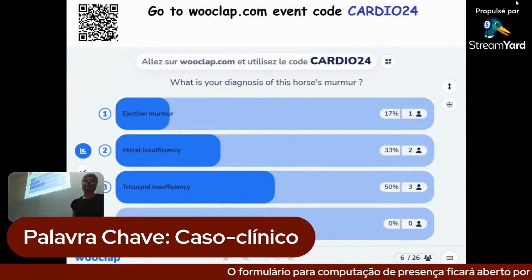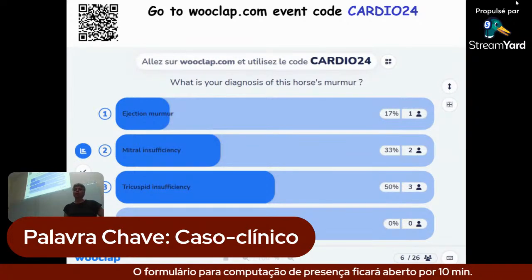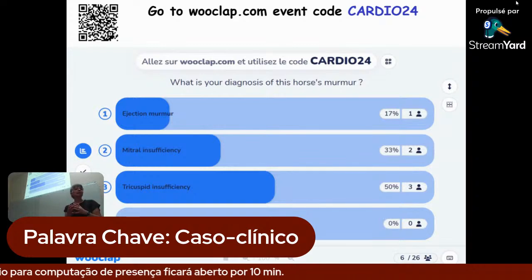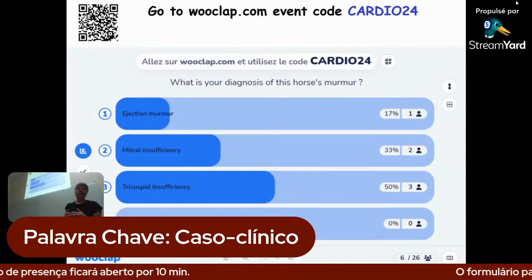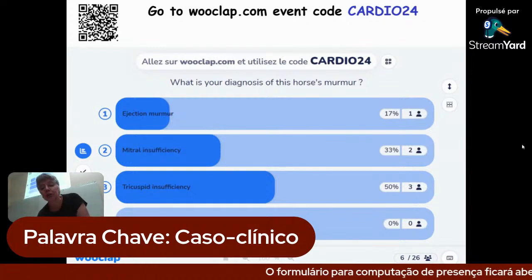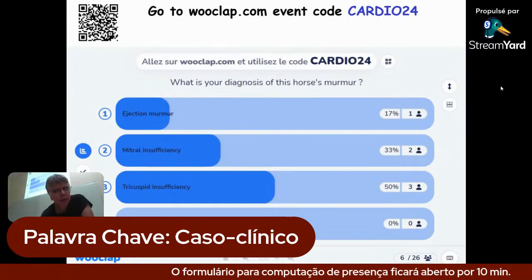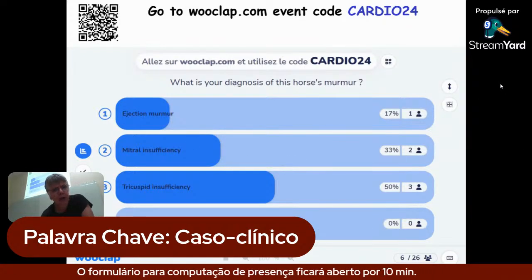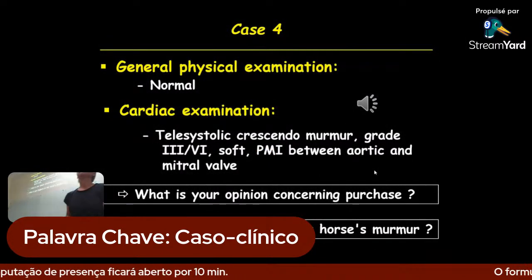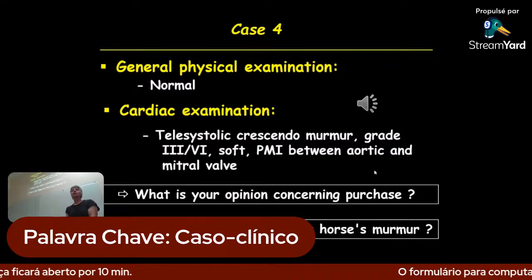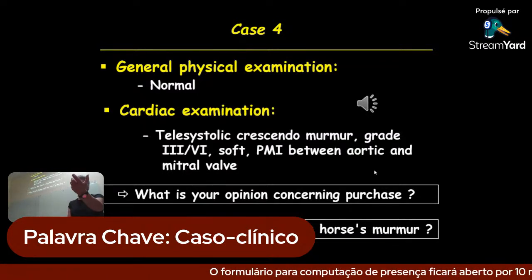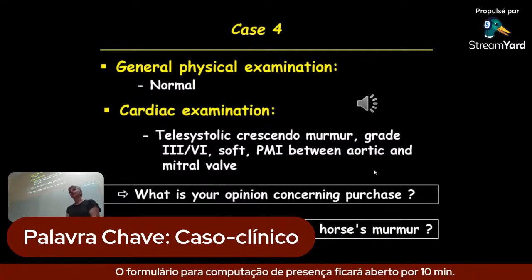Okay. An ejection murmur. It's systolic. It's limited in time. Maybe the point of maximal intensity doesn't correspond. But most of you suggested tricuspid insufficiency. The point of maximal intensity is on the left side, between the aortic and mitral valve. Thus, I could hesitate between an ejection murmur and a mitral insufficiency.